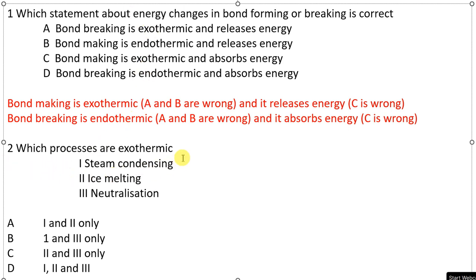Which processes are exothermic? 3 to choose from. I'll pause for a second. Well, when steam condenses, we're getting bonds made between particles as the vapor becomes a liquid. When ice melts, it's the other way around. We're having to put energy in to break bonds in the solid to make the liquid. 2 is wrong. That means the answer has to be B, but checking. Neutralization reactions are always exothermic.